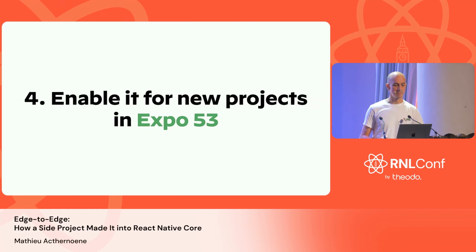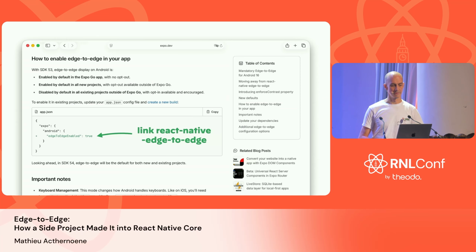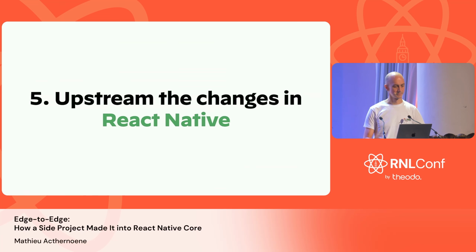Step 4, enable H2H for every new project created using Expo 53. So with Expo 53, we added a new parameter in the configuration, H2H enabled. It was true by default for new projects and, well, true for Expo Go, of course, because you cannot configure that. For users upgrading from Expo 52, the value remained false. Of course, you could opt in or opt out at that time.